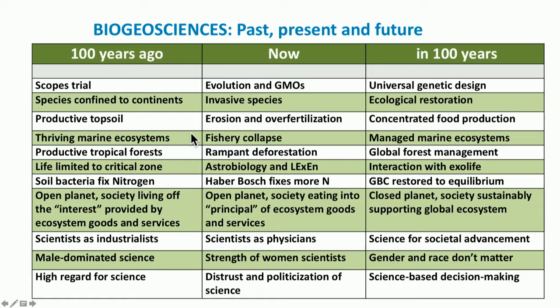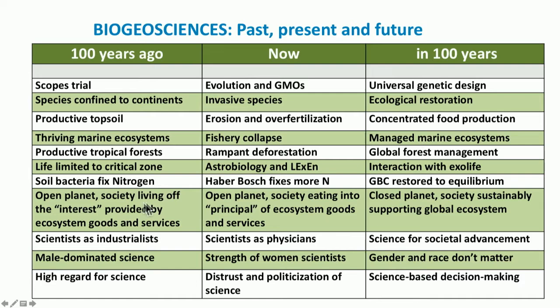At one point, there were a lot of fish in the sea. Now, not so much. Maybe in 100 years, we'll be able to have a sustainable marine ecosystem. There was a time where we thought life was all right here on the planetary surface. Now we know better. Someday, maybe something different. Nitrogen used to be fixed by the bacteria in the soils of the world, but in the 80s, we surpassed all that nitrogen fixation by the Haber-Bosch process to make fertilizer to feed all the people. Well, maybe someday we'll have some steady state equilibrium of global biogeochemical cycles in general.